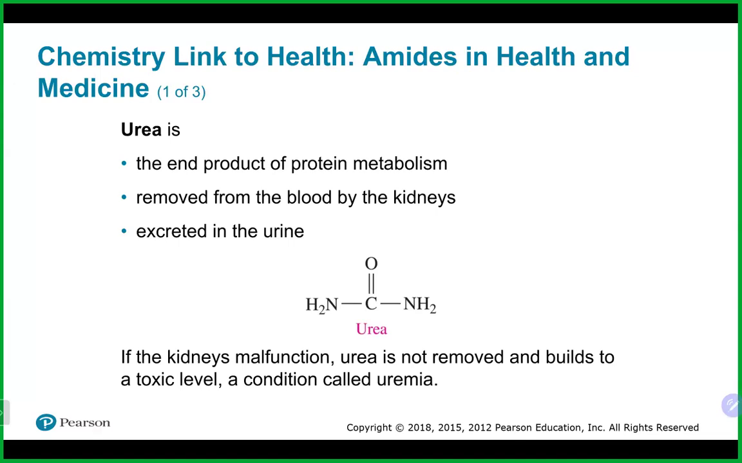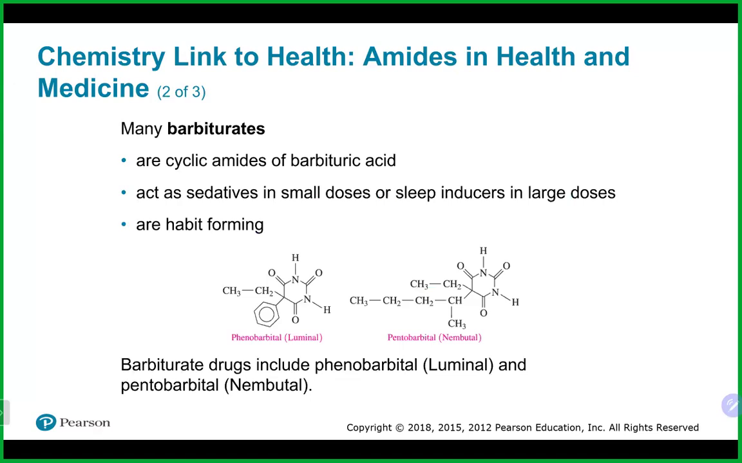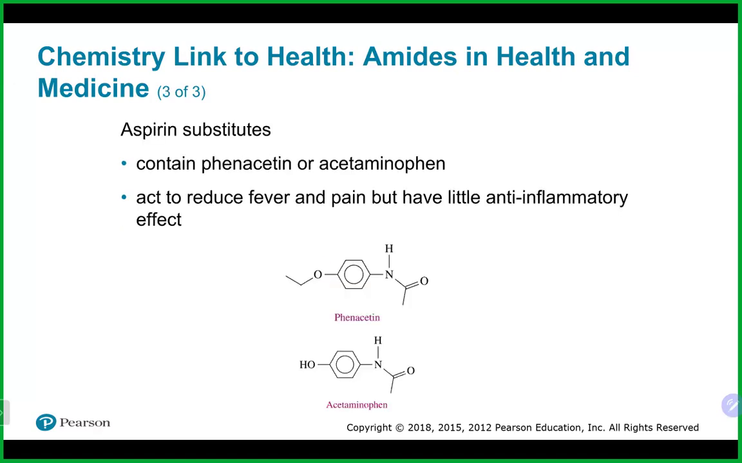Here again, urea is an amide, as you can see there. Again, here is our amide connection. It is the end product of protein metabolism, removed from the blood by the kidneys. Barbiturates as well. Again, you've got your amide group, going either way on that one, as you like. Aspirin as well. Again, there's our carbon oxygen double bond with our nitrogen happening here.